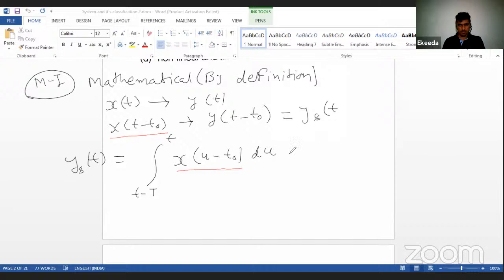Now coming again to that, suppose I assume that u - t0 equals v. So du will be dv, and v will vary, when you put the limits of u, from t - T - t0 to t - t0. So the integration now becomes the integral from t - T - t0 to t - t0 of x(v) dv.